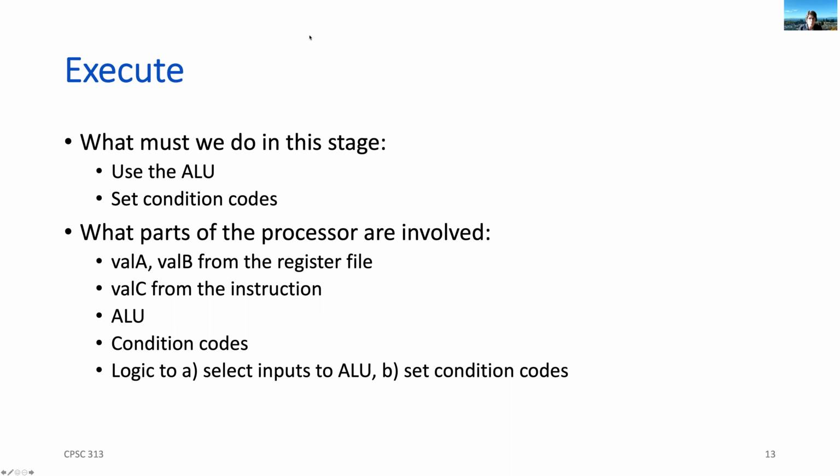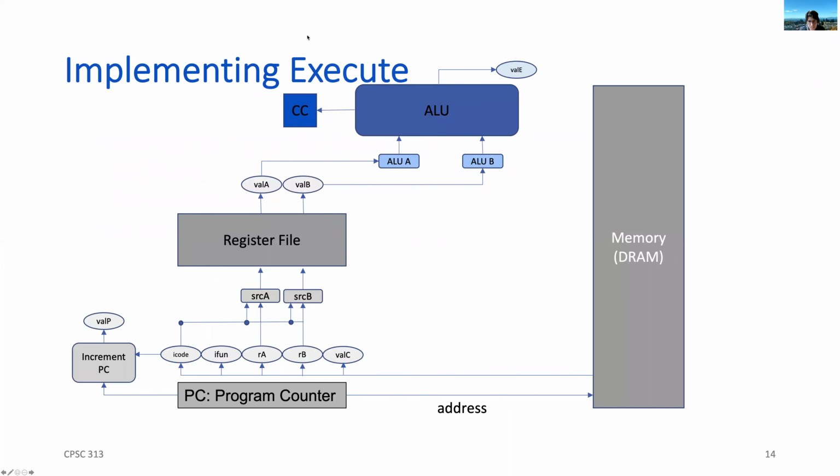So the outputs from the register file, which we call val A and val B. Sometimes it's going to need val C. We're going to use the ALU. We're going to set the condition codes. And then we're also going to need some logic blocks to determine exactly what inputs will go into the ALU and also how to set the condition codes. So let's look at it.